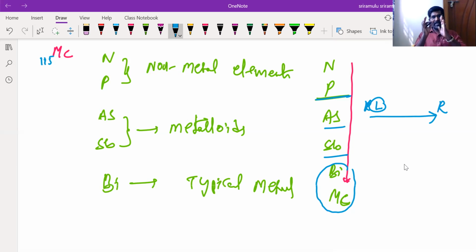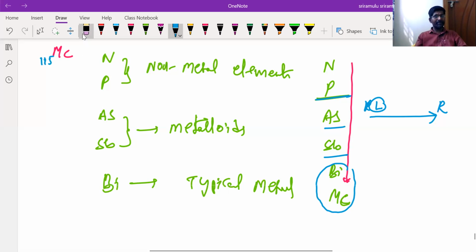If you have to check the metallic property within the group, metallic property increases from top to bottom in a group. But in the periodic table from left to right, metallic character decreases. So that means the non-metallic property increases when we are crossing the periodic table from left to right hand side, okay students. 15th A group elements are the nitrogen family, okay.